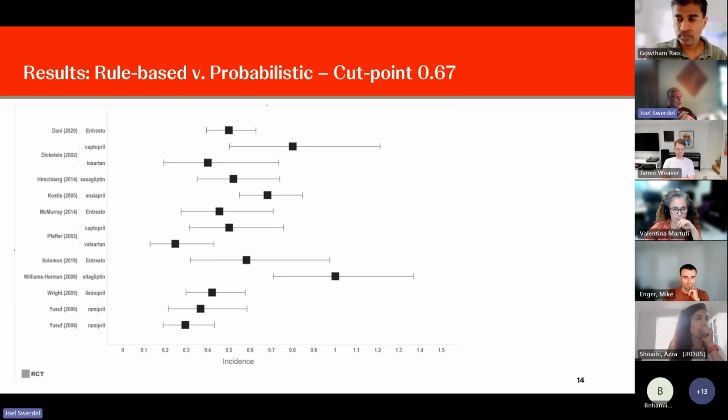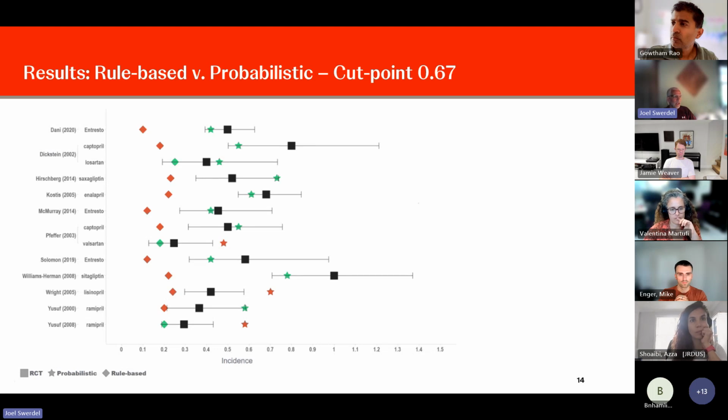So just to show you some of the results, these were the trials that we used. You can see there's a bunch of ACE inhibitors, calcium channel blockers, and angiotensin receptor blockers in the list. We also have a couple of DPP-4 inhibitors, saxagliptin and sitagliptin. What this graph is showing is the incidence rate or incidence proportion that they showed within the clinical trials, and the 95% confidence interval.